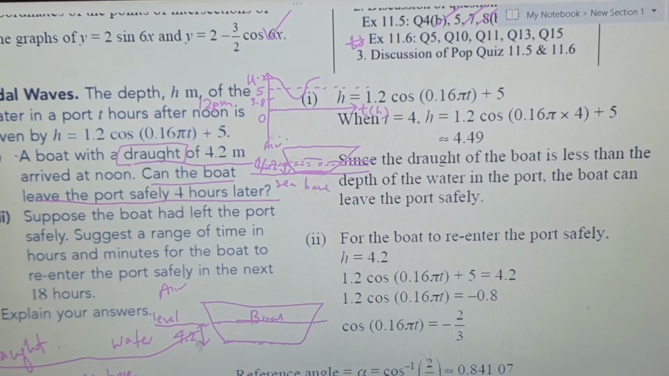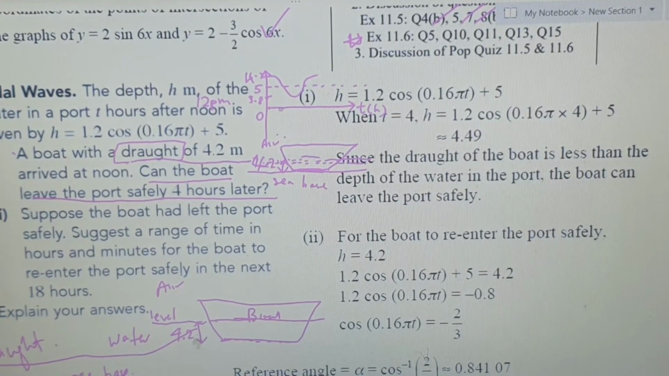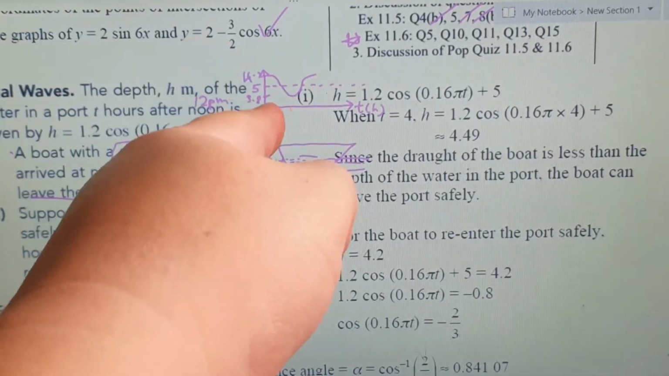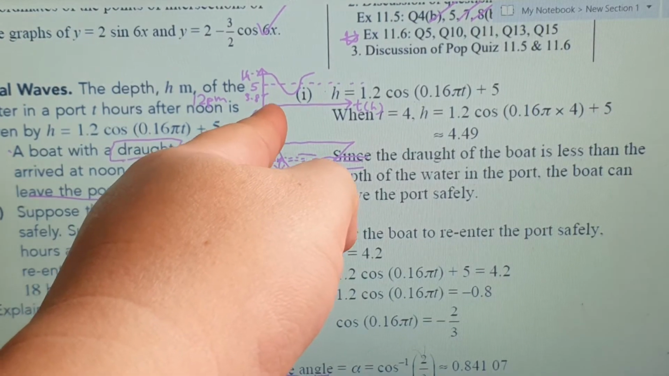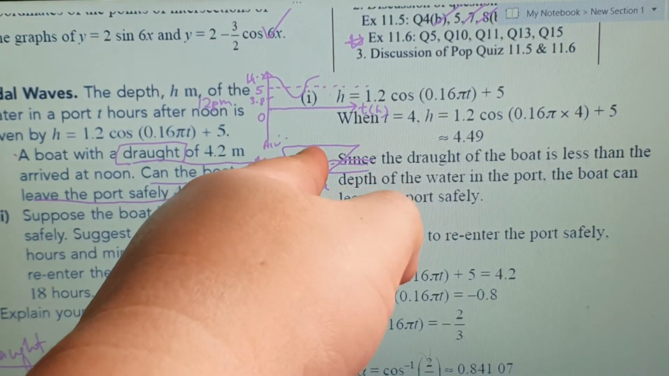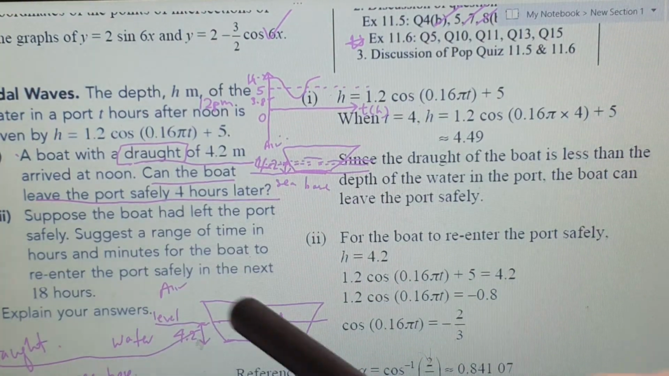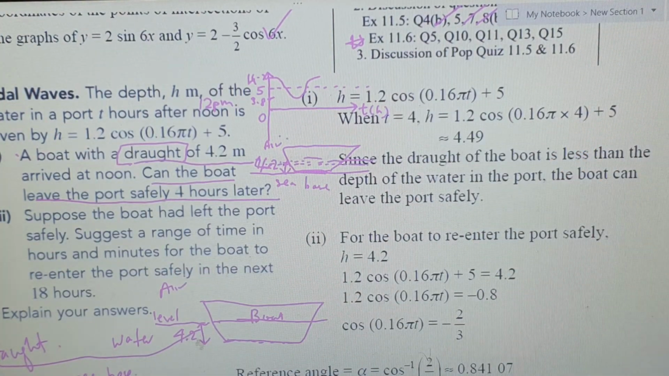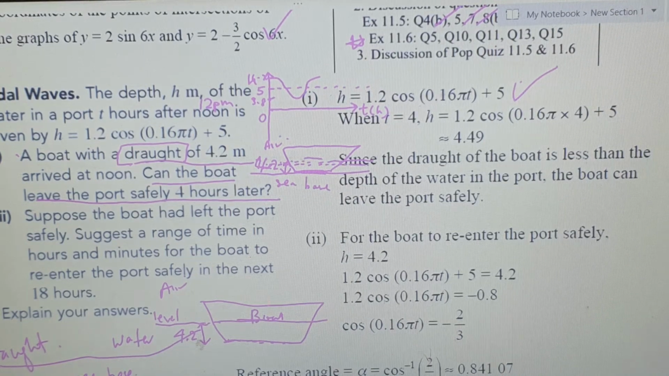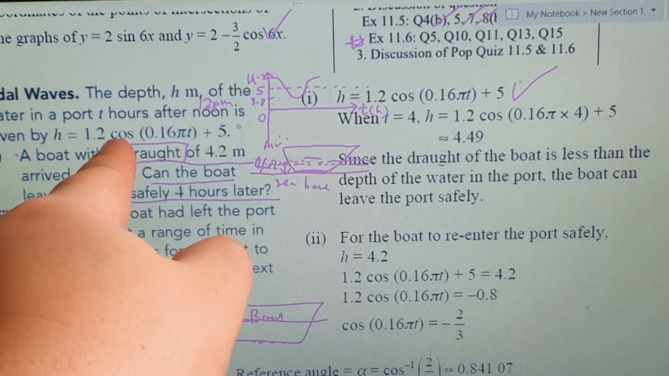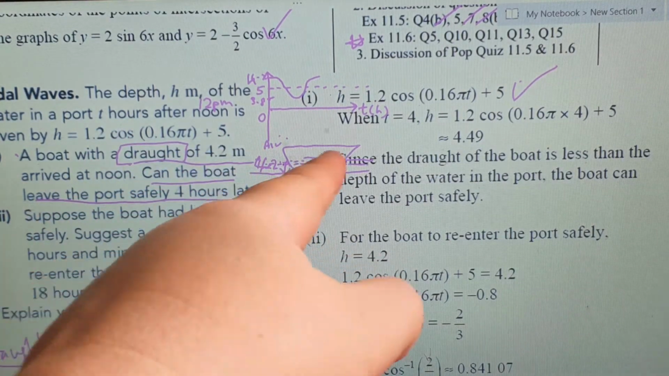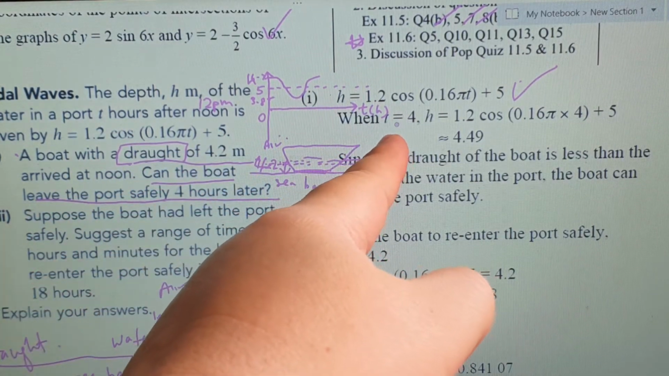4 hours later means what? At first it is 0 hours, from 12 noon. So 1, 2, 3, 4. That means your T must be equal to 4. Alright? Okay, so let me show you the working here. This is what we are given. I think you understand this part, right? This is exactly this. Then when T equals 4, 4 hours later, I sub in 4, see?